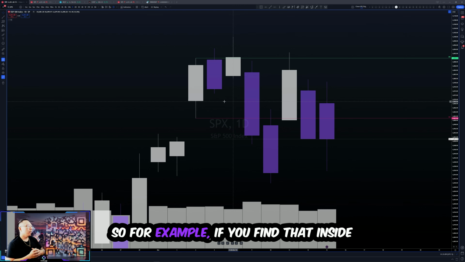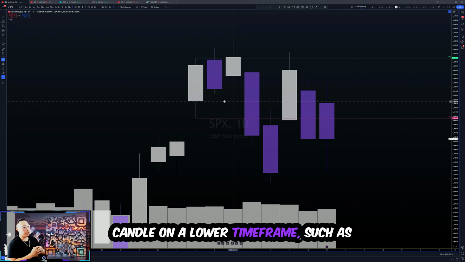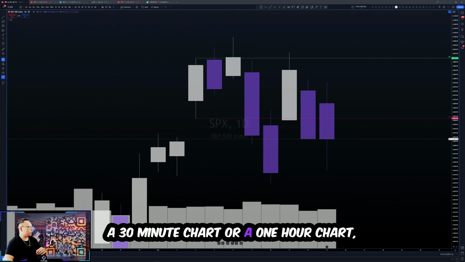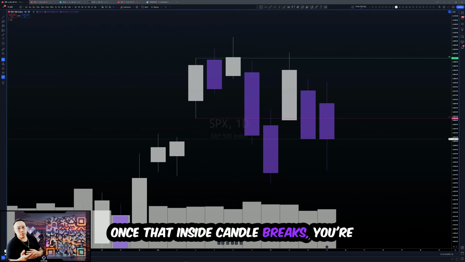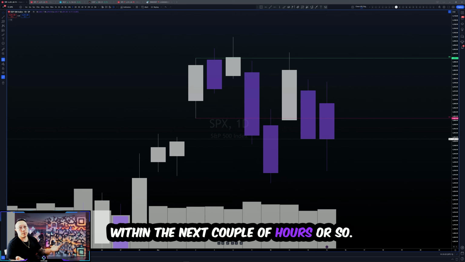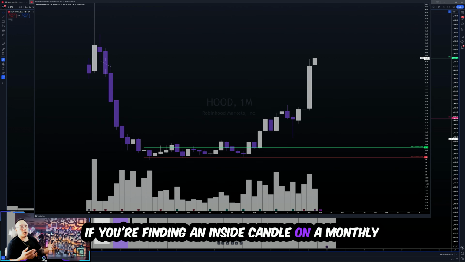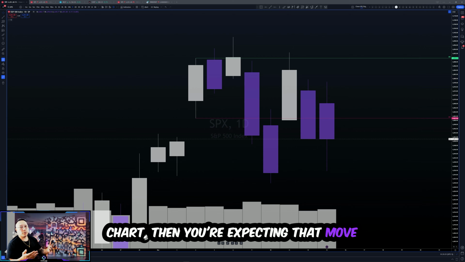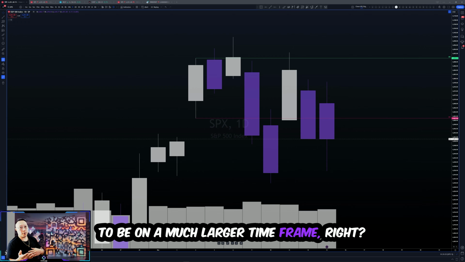So for example, if you find an inside candle in a lower time frame, such as a 30-minute chart or a 1-hour chart, once that inside candle breaks, you're probably expecting that move to pan out within the next couple of hours or so. If you're finding an inside candle on a monthly chart, then you're expecting that move to be on a much larger time frame, right?